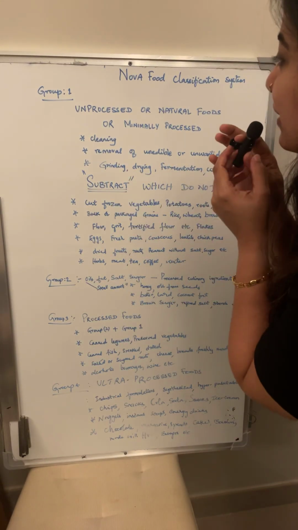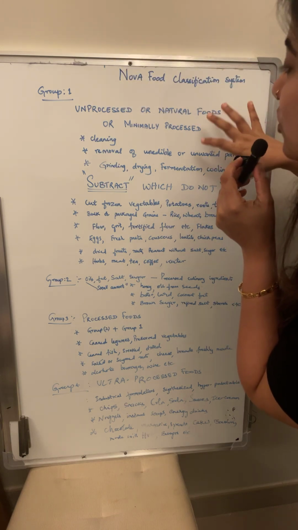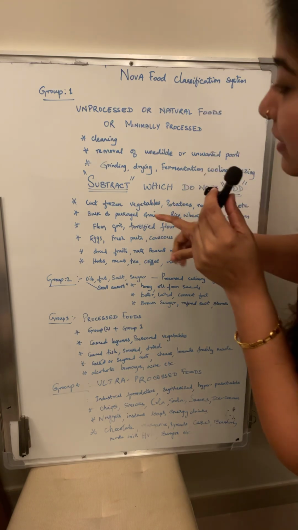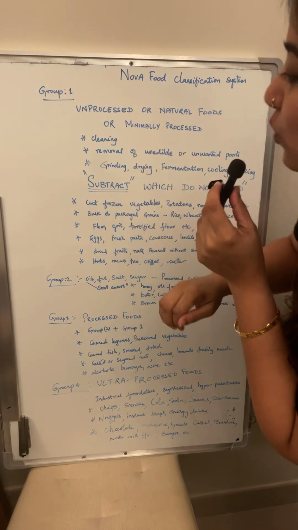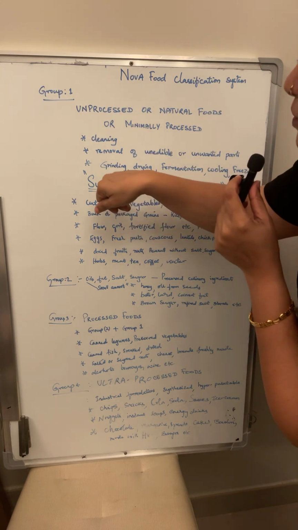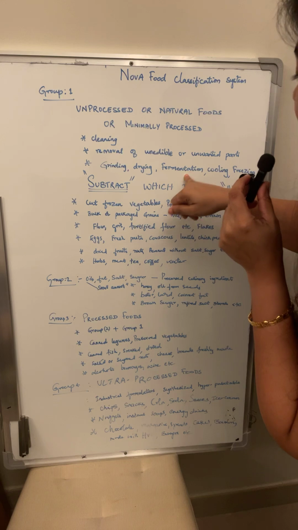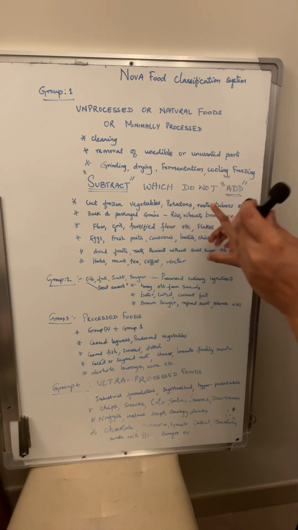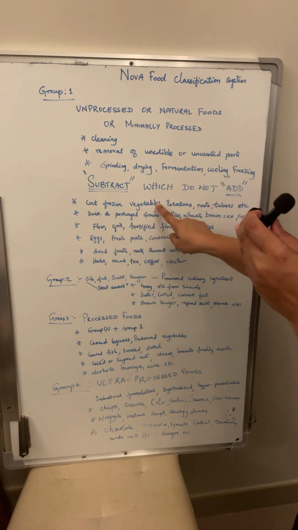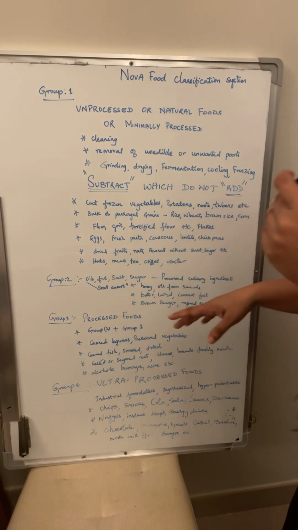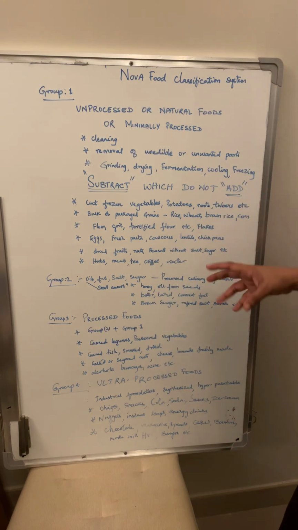Group 1 is unprocessed, also called natural food or minimally processed food. The key word here is that something is removed but not added. For example, you use processes like grinding, drying, fermentation, cooling, freezing, etc. The category of food that comes in this is cut frozen vegetables. You have potatoes where it is just cleaned, cut, and some inedible or unwanted part is removed.